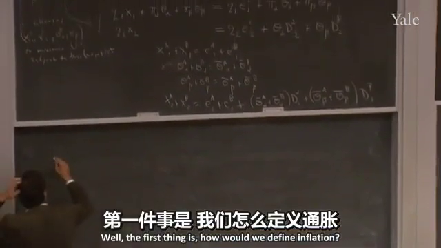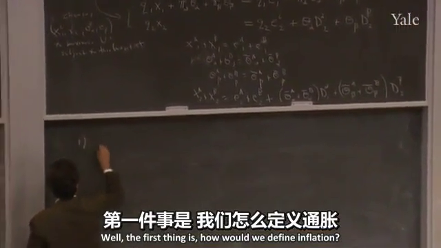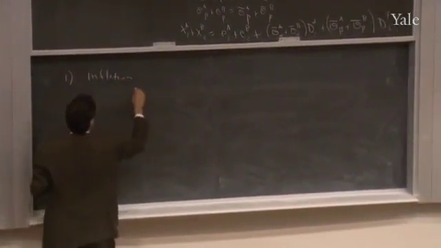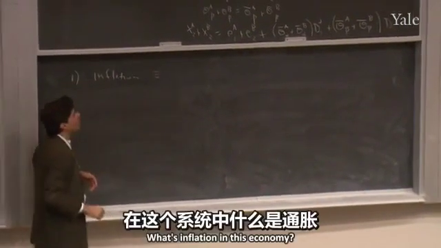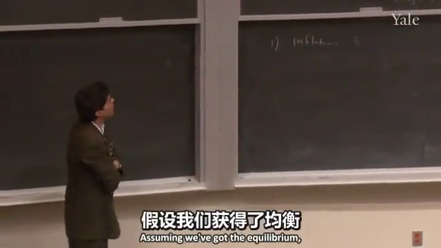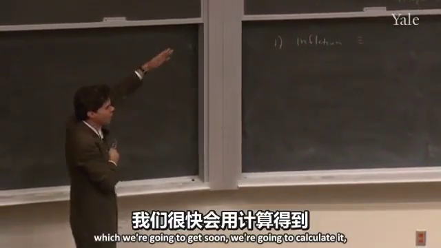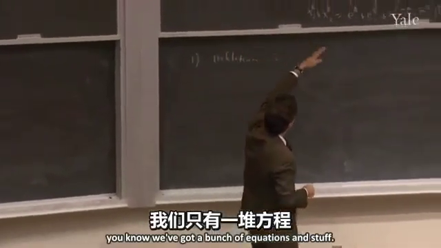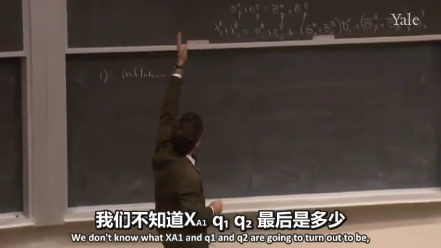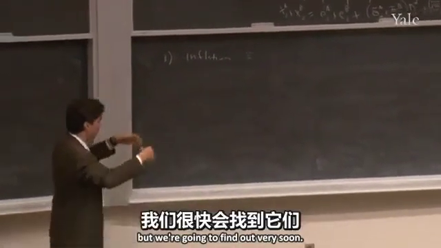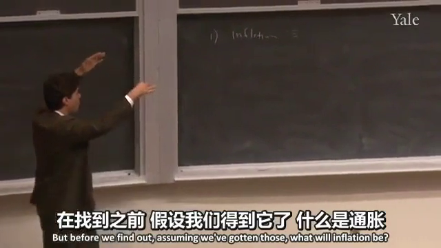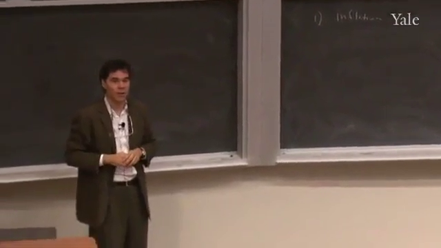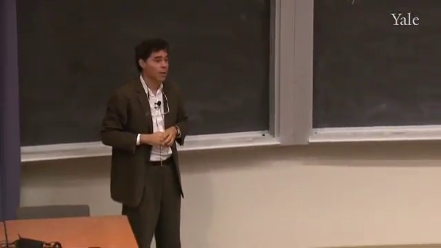Well, the first thing is, how would we define inflation? What's inflation in this economy? Assuming we've got the equilibrium, which we're going to calculate soon, but right now we don't know what the numbers, we've got a bunch of equations. We don't know what XA1 and Q1 and Q2 are going to turn out to be, but we're going to find out very soon. But before we find out, assuming we've gotten those, what will inflation be?